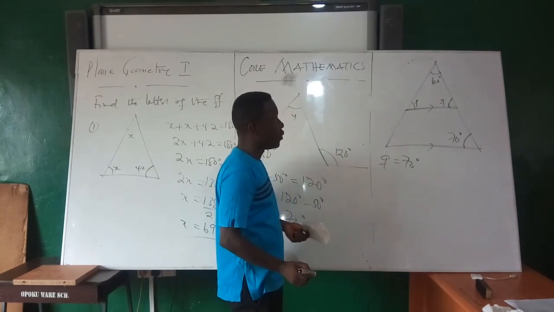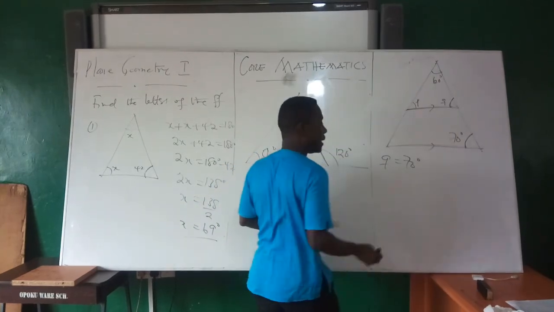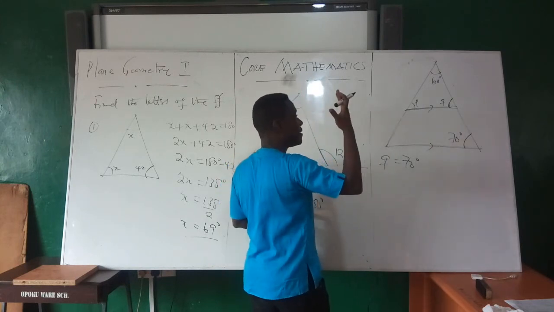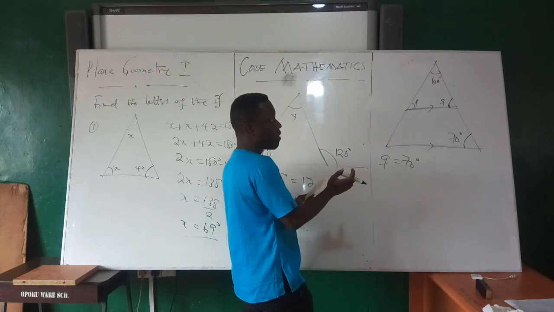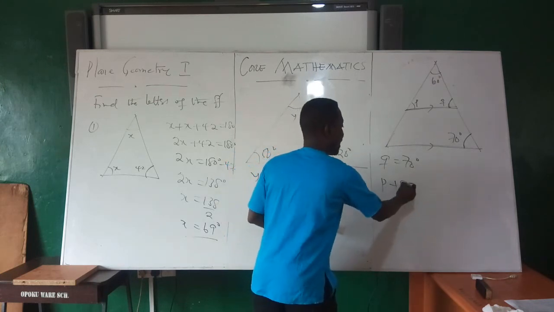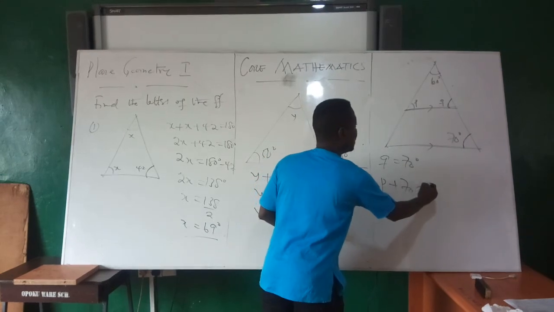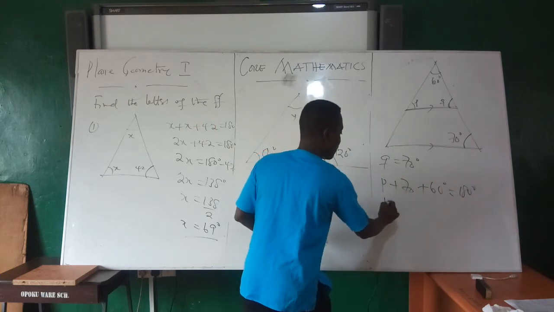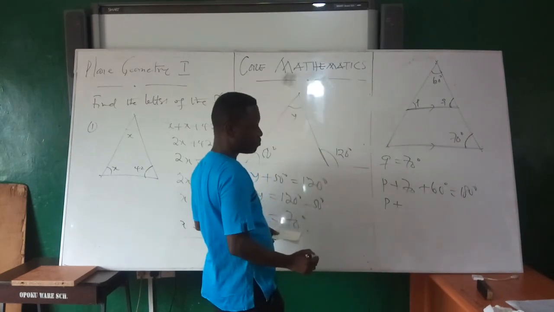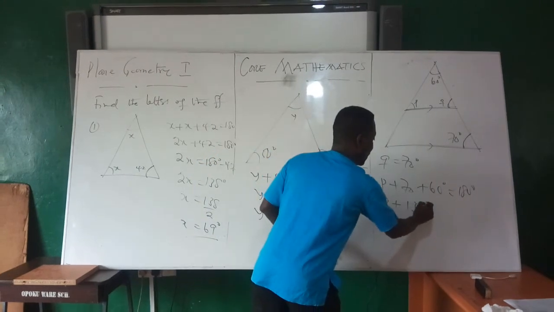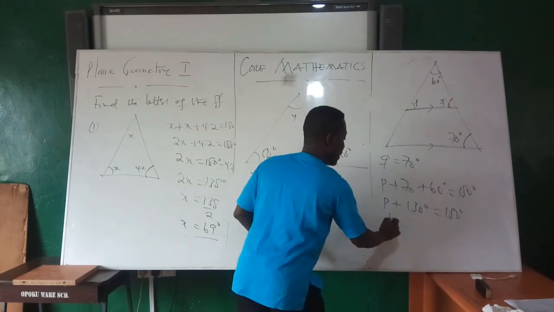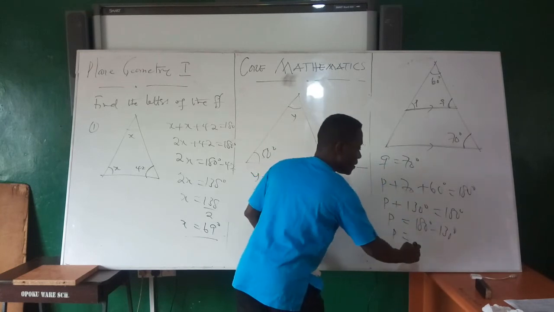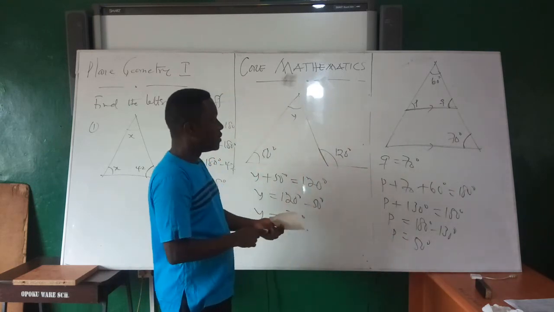And once you know Q, remember you have a triangle in here, and so from that end you can easily see that P plus Q plus 60 equals 180. But remember, you have already found Q, so you have P plus 70 plus 60 equal to 180 degrees. So you have P plus 130 degrees is equal to 180, and your P is equal to 180 minus 130. So your P is equal to 50 degrees.